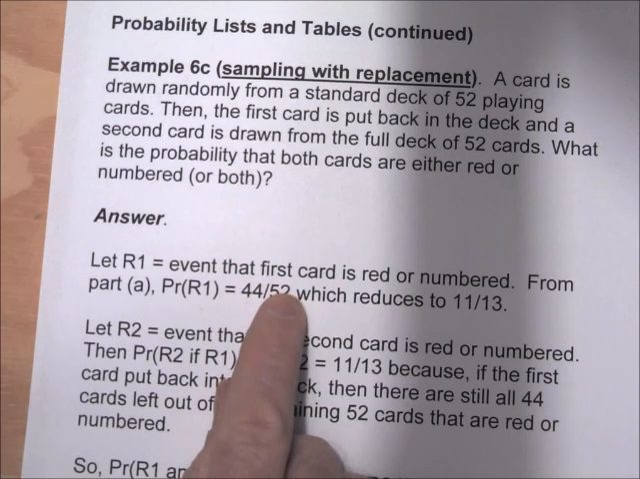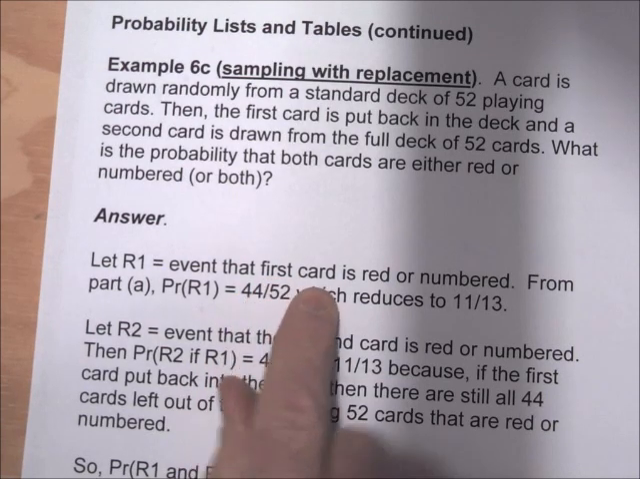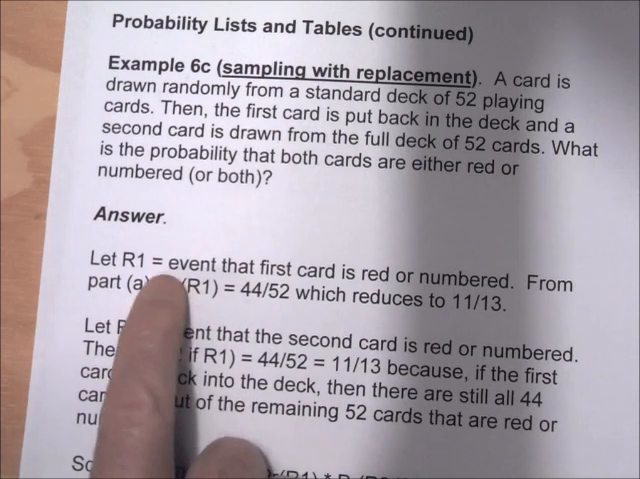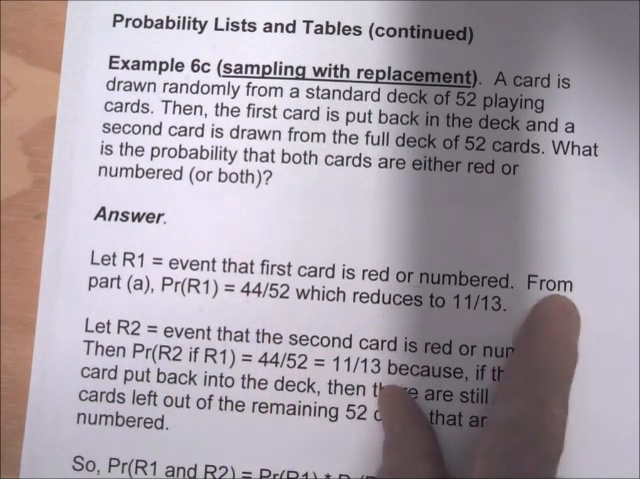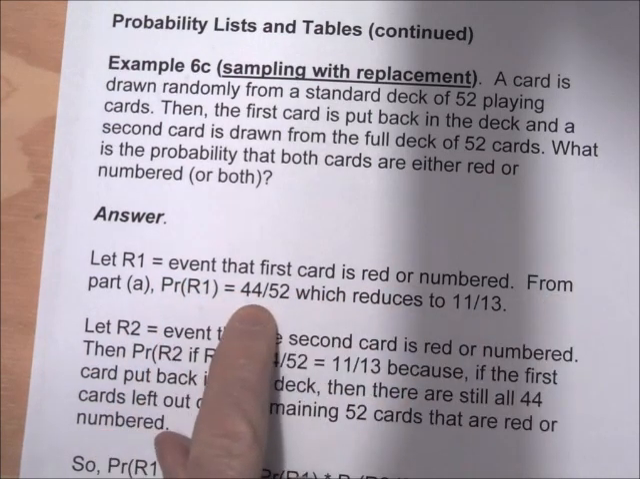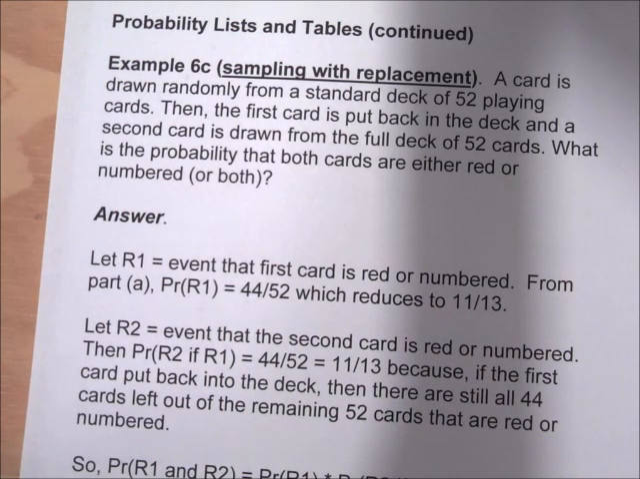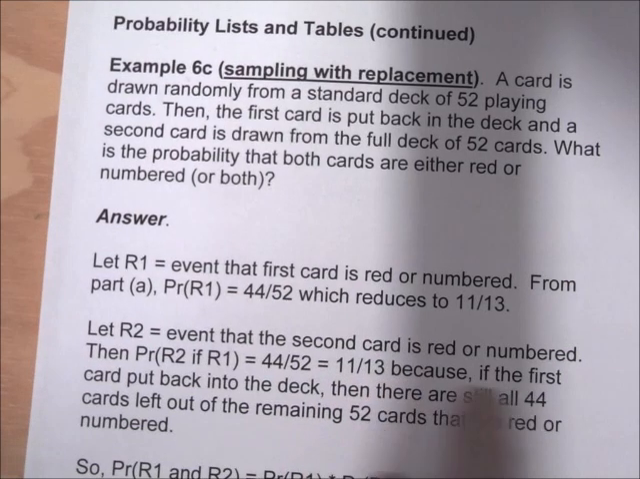a card, and either it fits our criterion or not, either it fits the R1 criterion or it doesn't. R1 is meant the first card is red or numbered. It has probability of 44 out of 52, which reduces to 11 out of 13. R2 is the event the second card is red or numbered. Now, if we put the first card back into the deck, all 52 cards are still there, and so the probability of the second card being red or numbered is still the same. It's 11 out of 13.